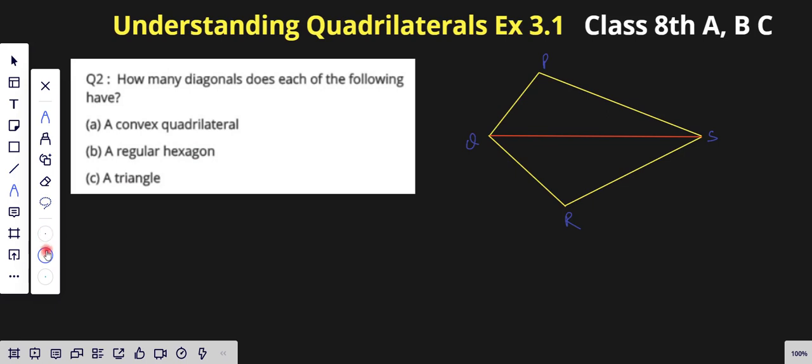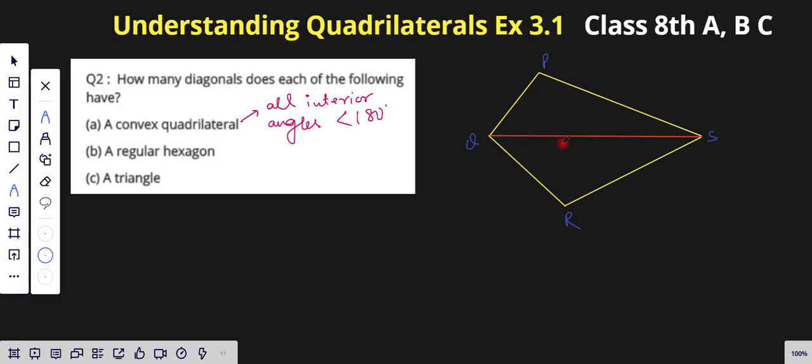I have already explained to you that in a convex quadrilateral, all interior angles are less than 180 degrees. So that is the basic concept of a convex quadrilateral.